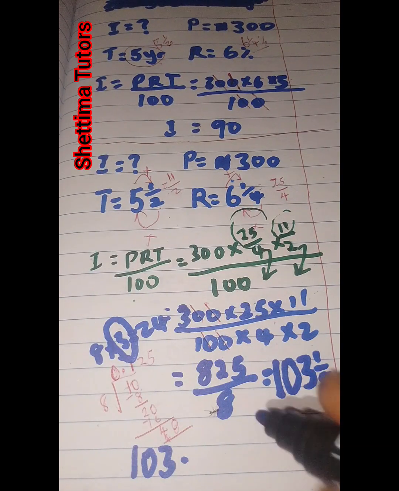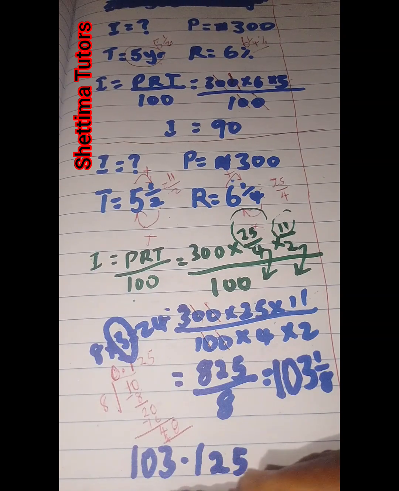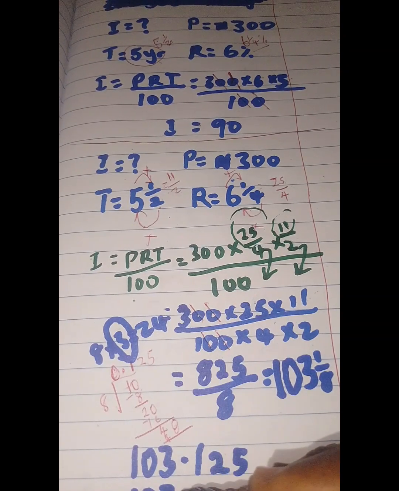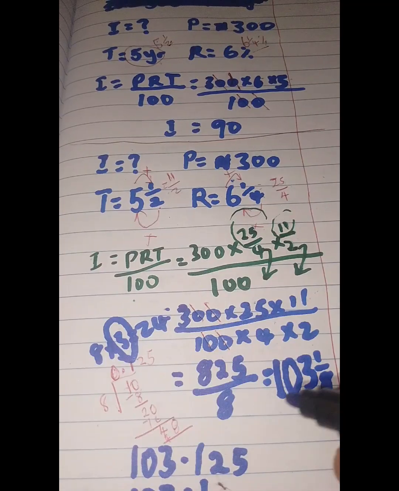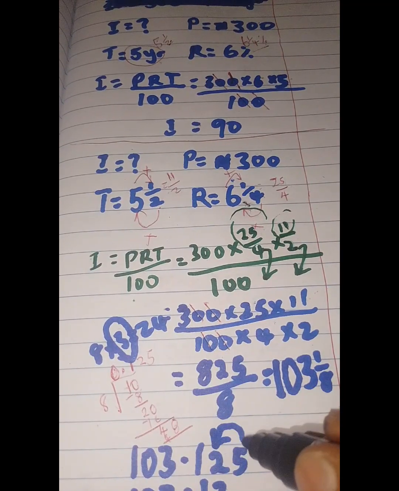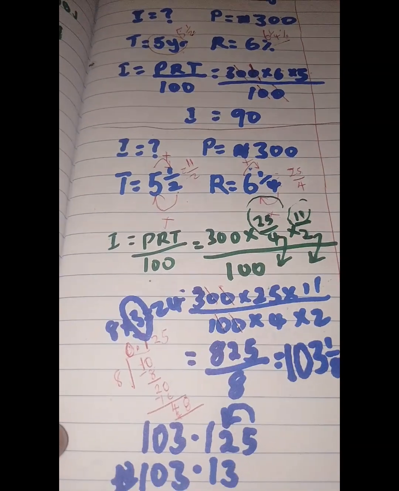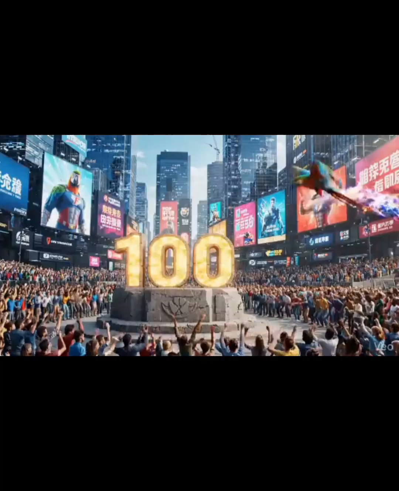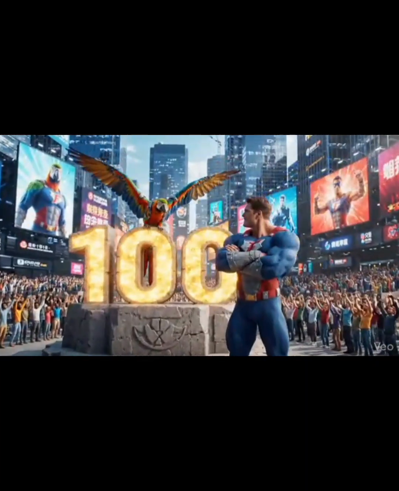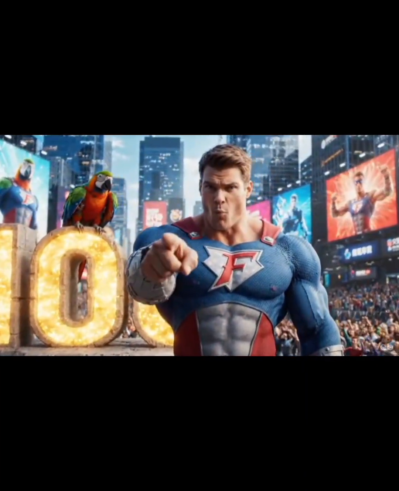But to 2 decimal places, it will become 103.13, because 5 is a strong number, you add it to this and it becomes 3. So 103 naira, 13 kobo. Simple interest is PRT over 100.